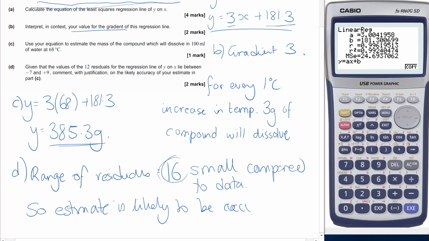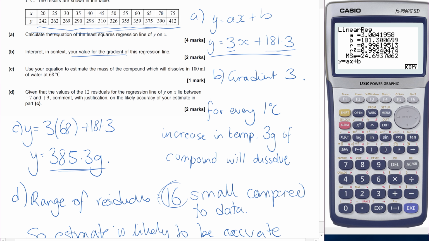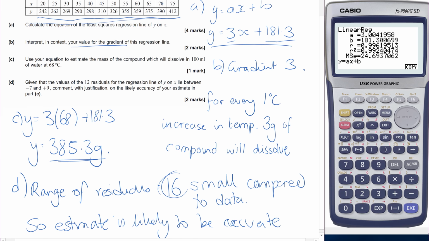If the residuals were large, then what that would be telling us is that the distance between the observed value and the predicted value is quite big, and therefore the estimate would be less accurate. But in this case, the residuals are small, the range is small compared to the numbers, so our estimates are likely to be accurate.